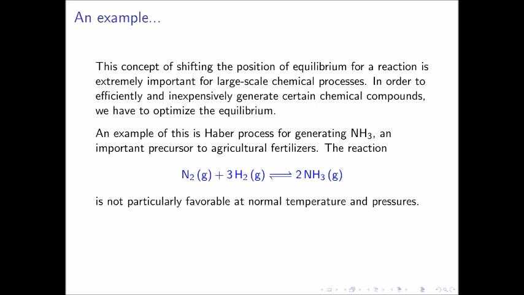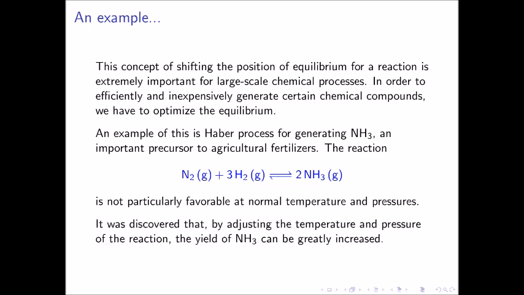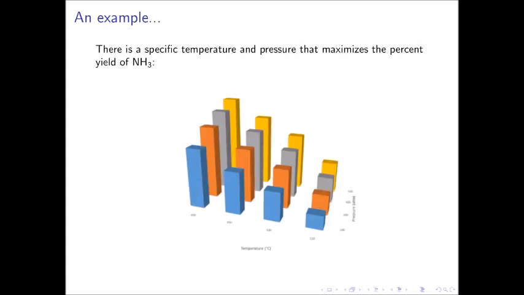The reaction of interest, N2 gas plus 3H2 gas forming 2NH3 gas, is not particularly favorable at normal temperature and pressures. It was discovered that by adjusting the temperature and the pressure of the reaction, the yield of ammonia can be greatly increased. Haber and his co-workers discovered that there was a specific temperature and pressure combination that maximizes the percent yield of ammonia. This figure demonstrates the percent yield of ammonia as a function of temperature and pressure.